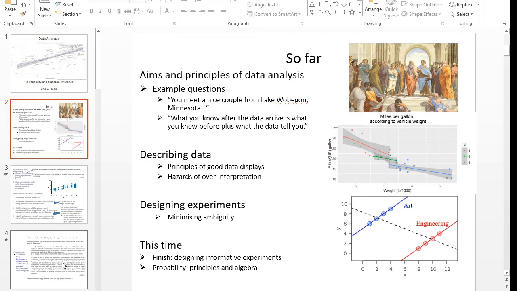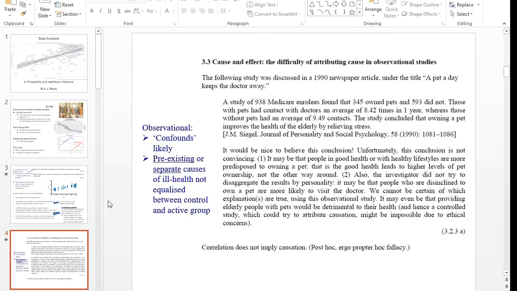Okay, let's finish looking at some things to do with the design of experiments. So section 3.3, cause and effect. We just need to reiterate here the difficulty of attributing causation when we have these observational studies. Just example 3.2.3a, something to discuss, just to show how this could lead you to quite worrying situations if you don't pay careful attention to where your data comes from.